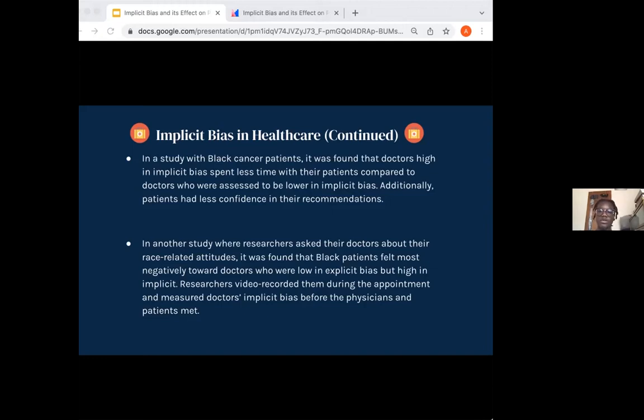In a study where researchers asked patients and doctors about their race-related attitudes, video recorded them during the appointment, and measured doctors' implicit bias, it was found that Black patients felt most negatively towards doctors who were low in explicit bias but high in implicit bias.